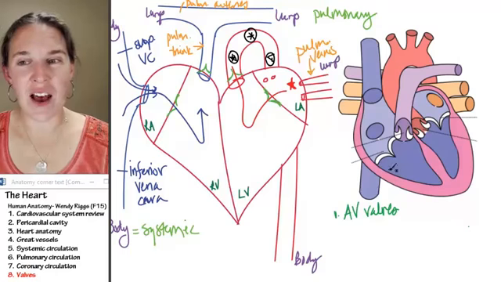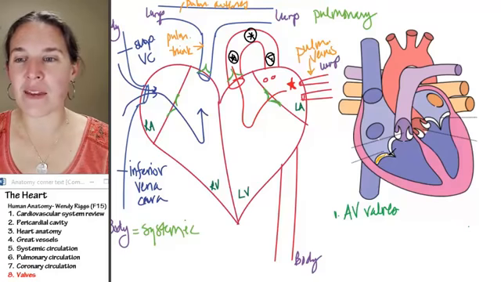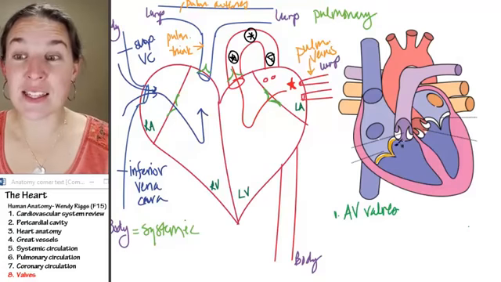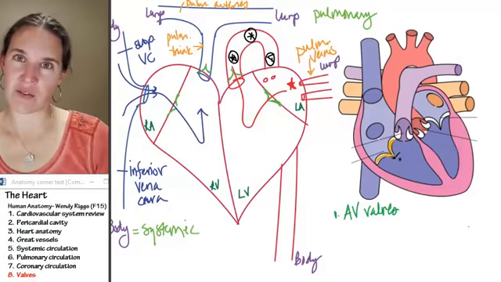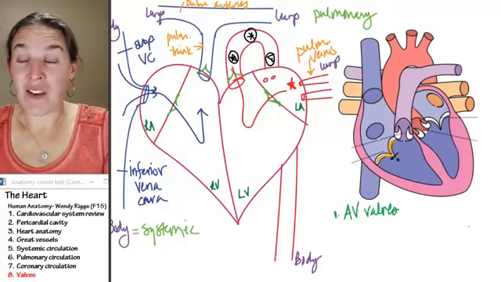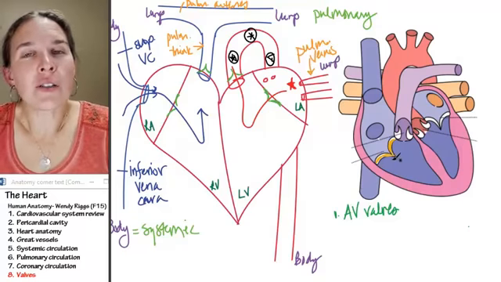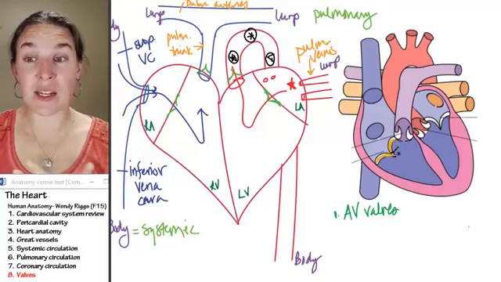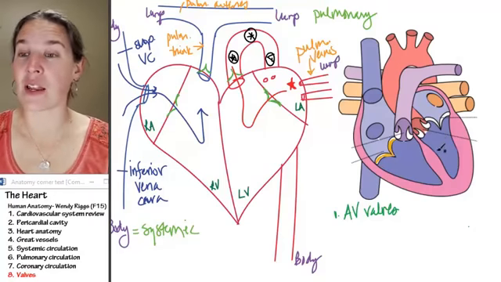I'm going to color my AV valve in yellow. Here's my atrium, here's my ventricle. That means that this is my right AV valve. And the right AV valve is also called the tricuspid valve. So if you hear tricuspid, it's the right AV valve that they're talking about.